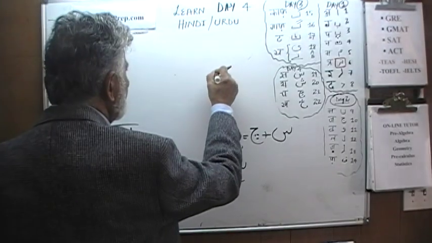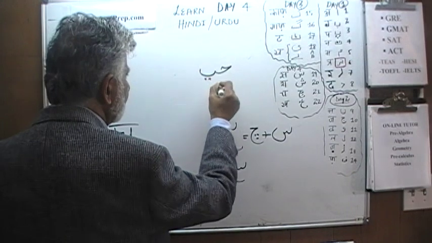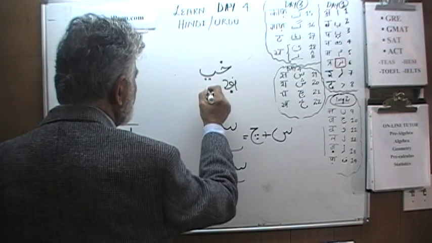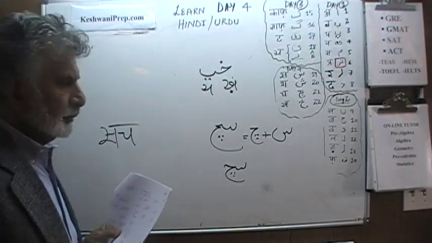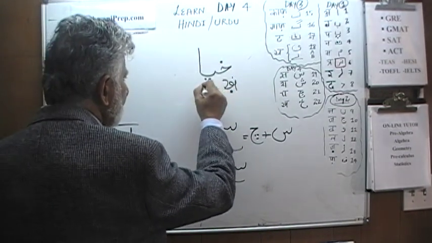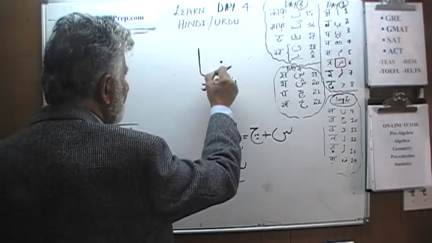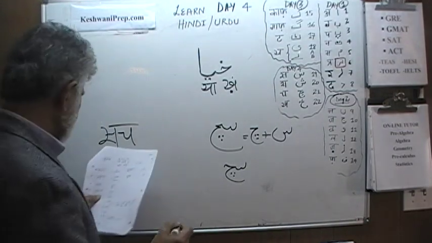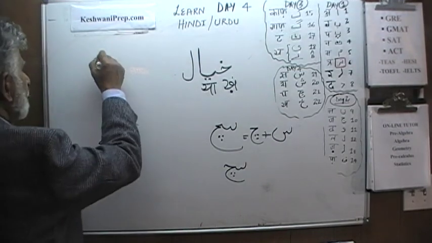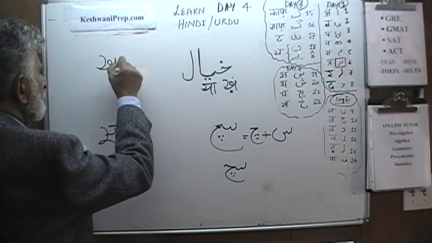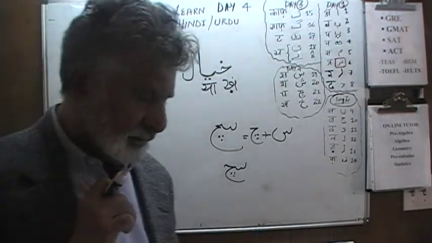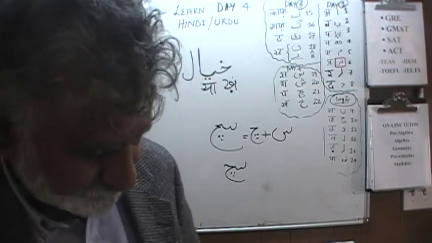Let's do one more. Kha. And then this is ya. This is kha. Or rather at the bottom. Kha. This is your ya. But it's not going to stay the ya. It joins the alif. It becomes a ya. This is the aki matra. So this is ya. Kha, ya, and then lam. Khayal. Khayal as in thinking. Kya khayal aapka? What do you think?